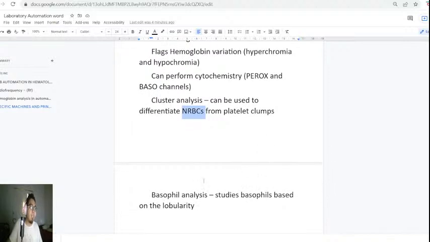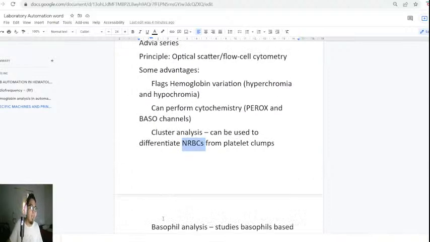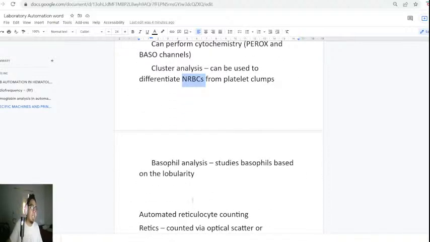Okay, basophil analysis is another thing that is important in the Advia series. But again, basophilic analysis, we can do that manually, right? We can just do a smear. But it is a feature that is available for this series of machines.